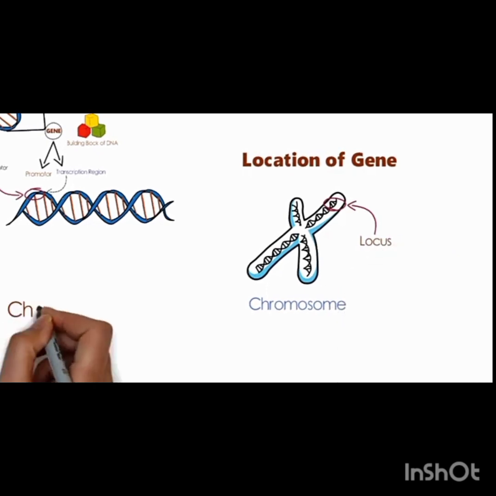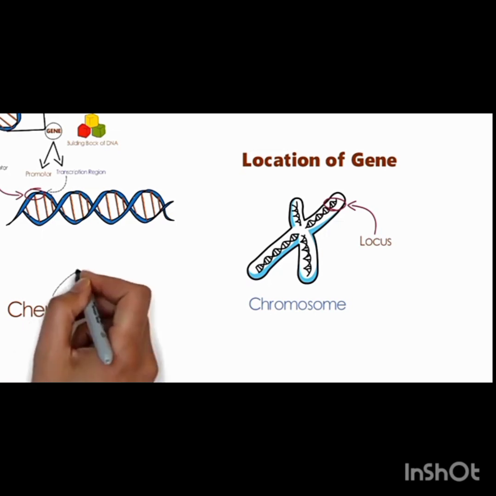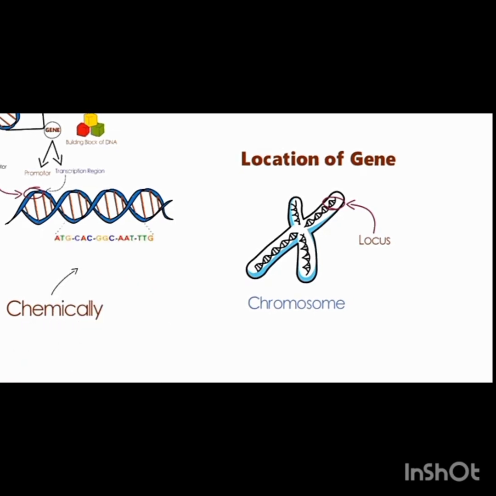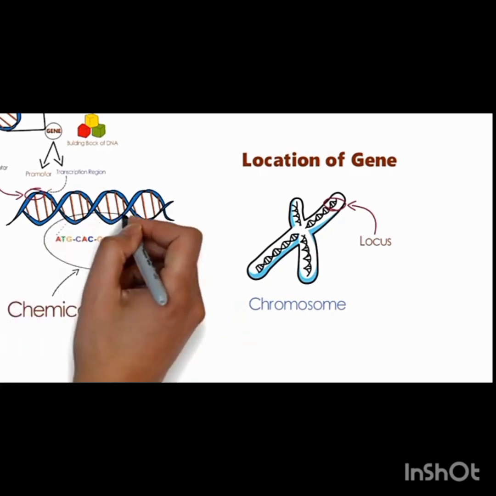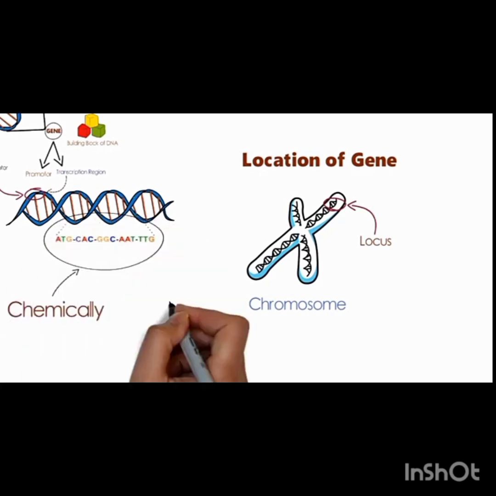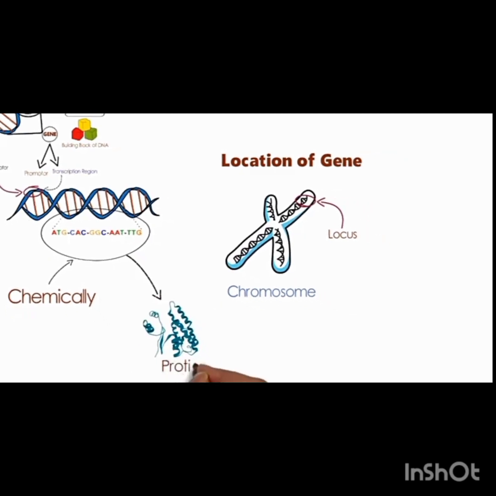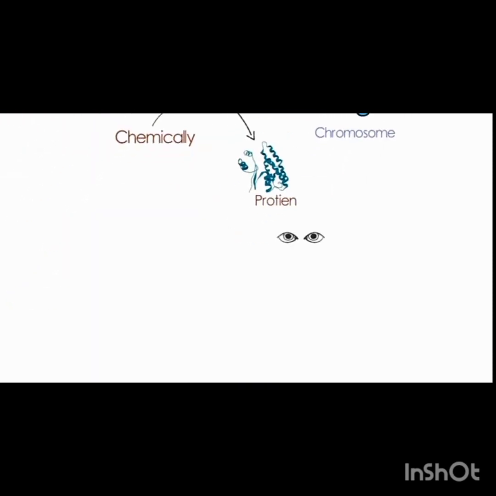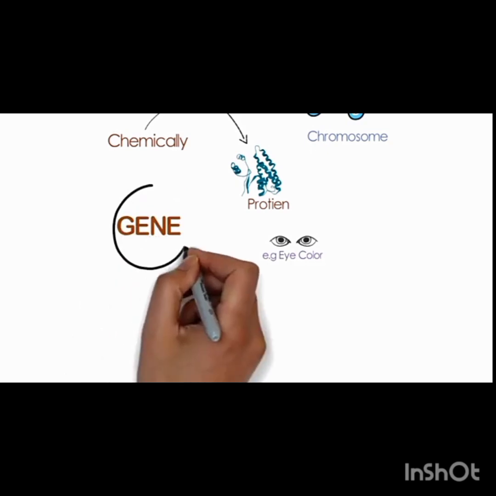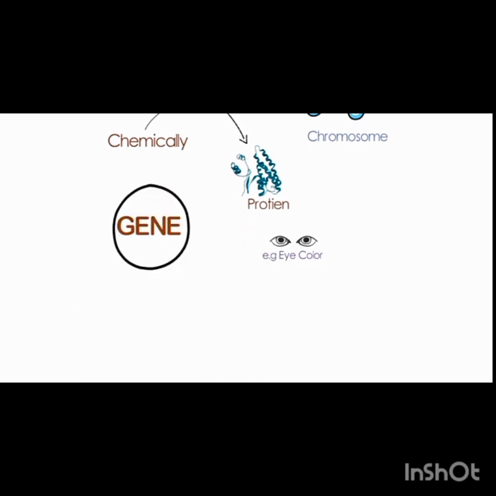If we speak about this gene chemically, it has different chemical bases. Those are, as we have seen already, adenine, thymine, guanine and cytosine. This information tells the cells to produce the desired proteins. For example, if we speak about eye colors, brown, black and blue, how is this information passing? By the help of the genes.